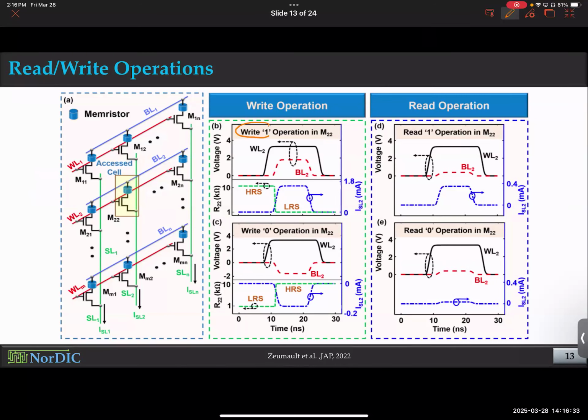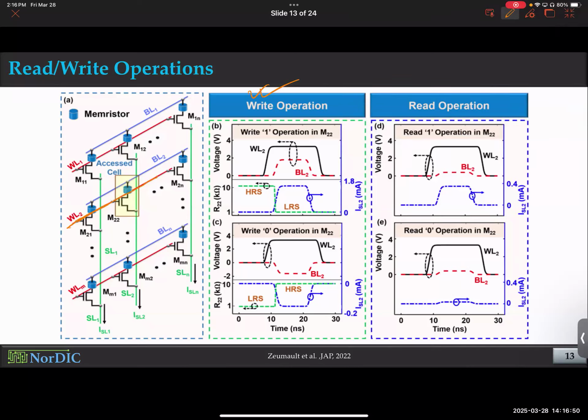First, the write 1 operation in M22. What is M22? It represents memory at second row, second column. Okay, so second row, second column. Notice it has been highlighted as well. So this is being read or written. This is being written.